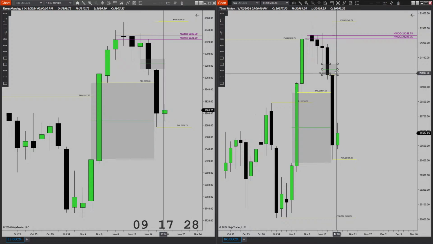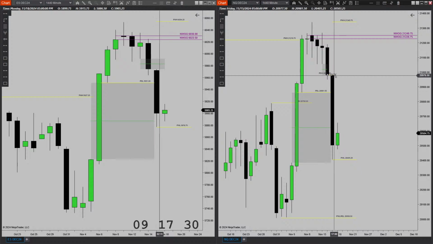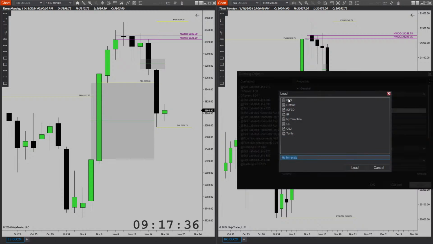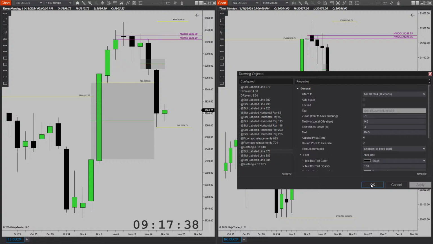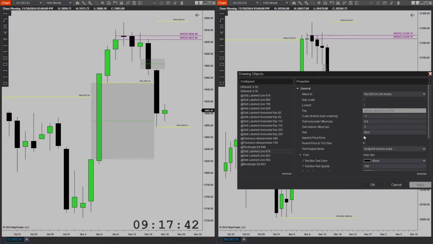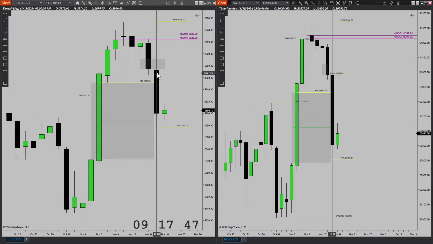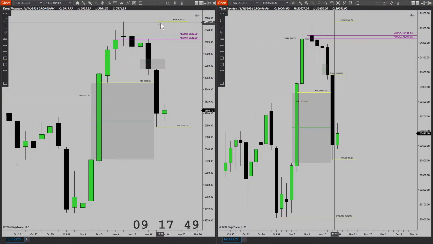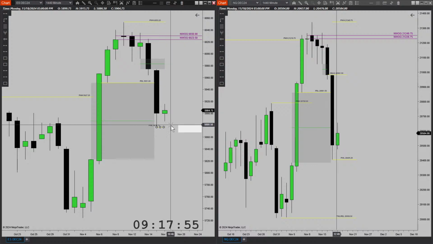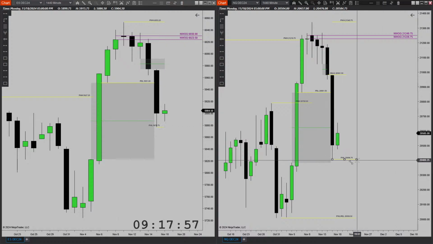I'm not going to label this one. Possible breakaway gap because it hasn't been filled yet. Actually, it's a daily breakaway gap. Okay, so that's how I'm going to label those. Previous week low right here.